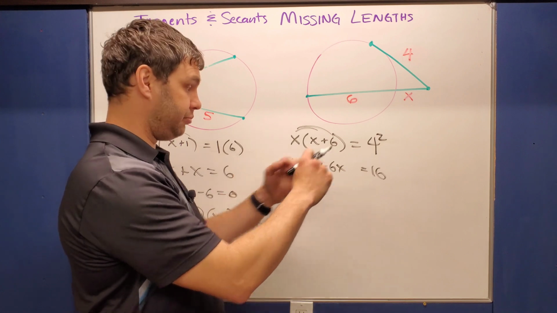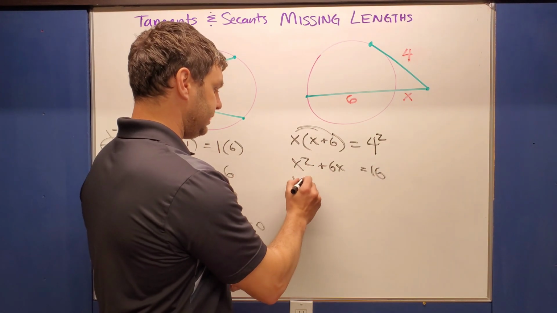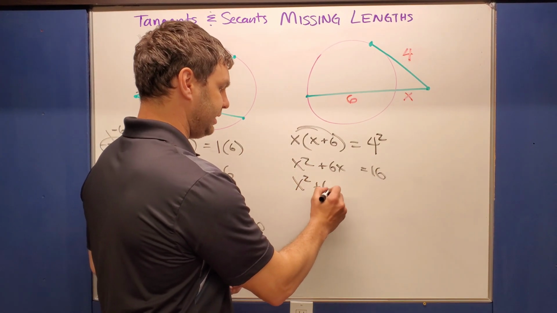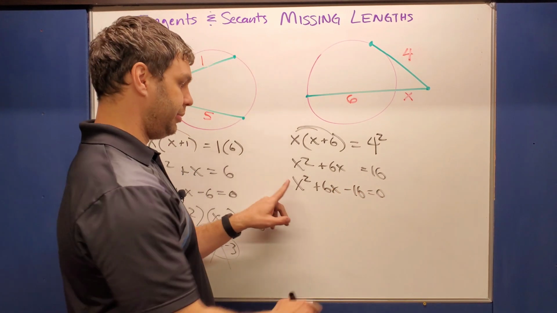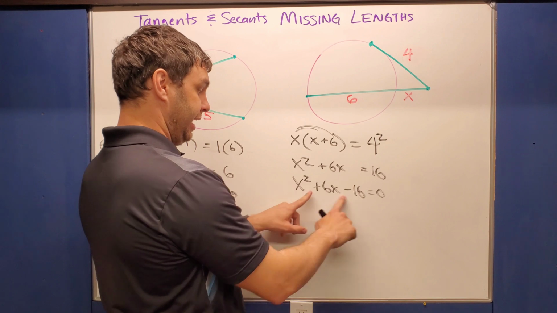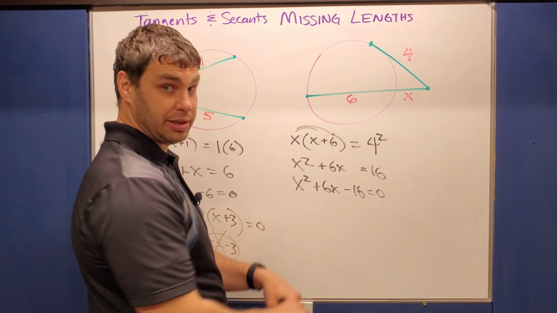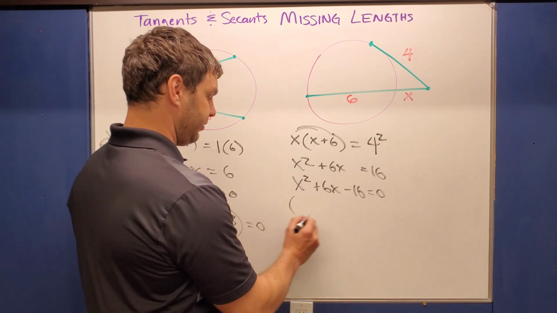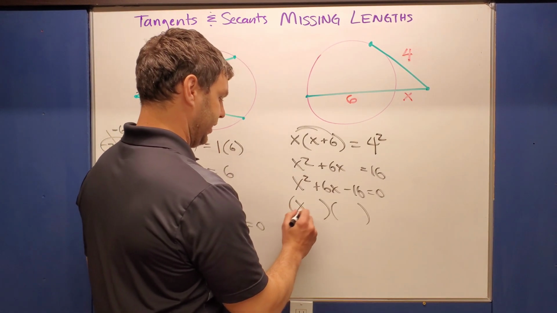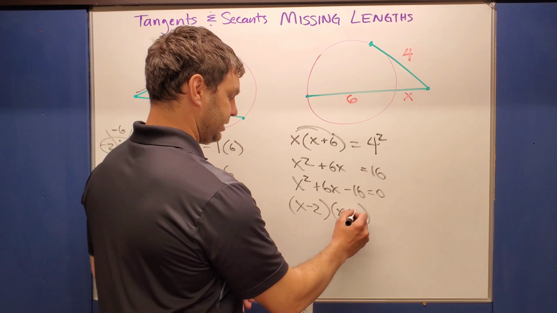We're going to move that 16 over and get this equal to 0. x squared plus 6x minus 16 equals 0. And then factor. Again, two numbers that multiply to be negative 16 and add to be 6. I think you should be able to figure out that's an 8 and a 2. And of course, the 2 would have to be negative. All right, so we're going to have x minus 2 and x plus 8.